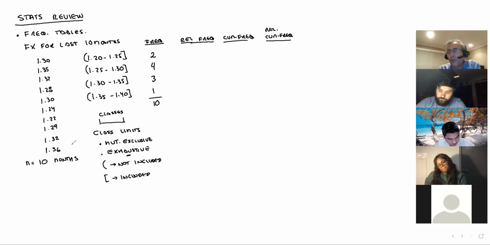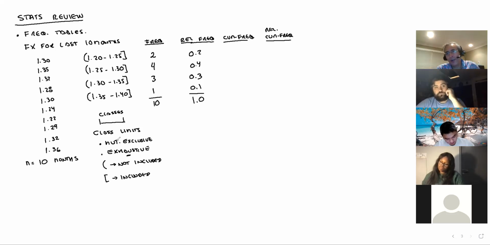And now from here, how do we compute the relative frequency? We simply divide every single number by the total. So the first one is 2 divided by 10, 0.2, then 0.4, 0.3, 0.1. The sum must of course be equal to 1. Correct?